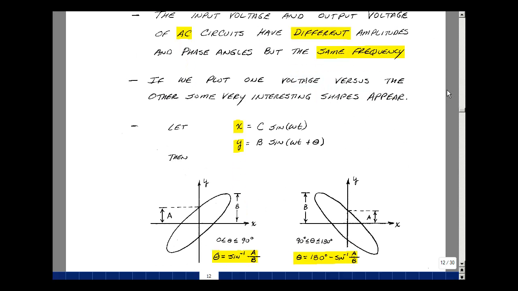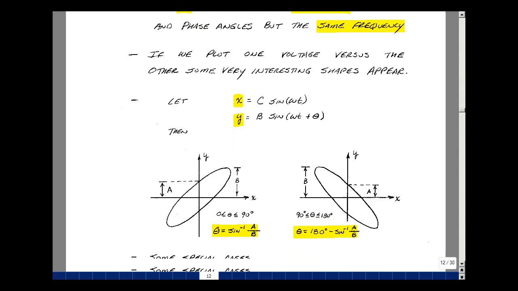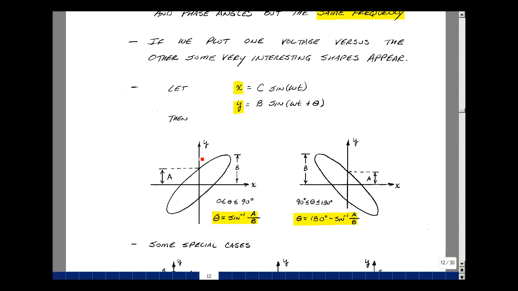Suppose I have a sine wave times an amplitude of C and a frequency of omega, and I'll call that X, and that y is a different amplitude and a different phase angle. Now if I were to plot y versus x, I get different types of shapes that look like ellipses. And if you take the ratio of this value to this value as the arc sine, you can get the angle if it's between 0 and 90 degrees for this value of theta. Likewise here, if you had b and a, 180 minus the arc sine of a over b gives you the phase angle if it's between 90 and 180.